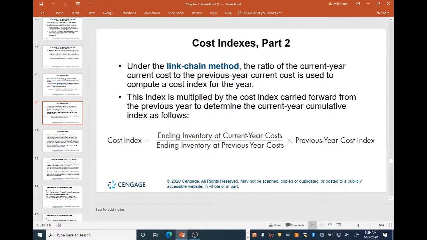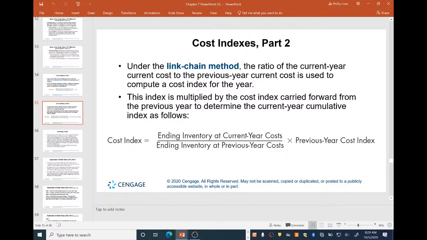Next, the linked chain method. The ratio of the current year current cost to the previous year cost is used to compute the cost index, okay? So once again, this index is multiplied by the cost index carried forward from the previous year to determine the current year cumulative index as follows. So ending inventory at the current year, right? So the numerator is the same. Denominator is the ending inventory at the previous year.